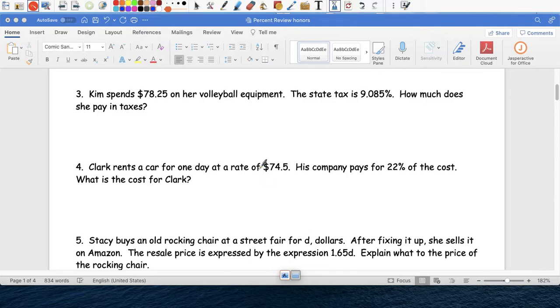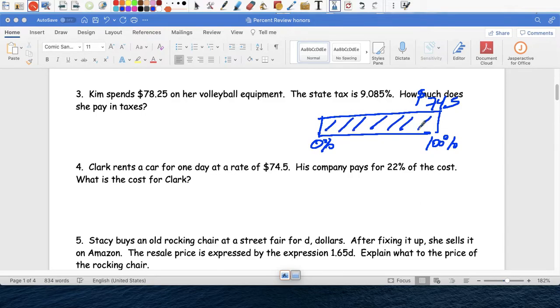Clark rents a car for one day, $74.50. The company pays for 22% of the cost. What is the cost for Clark? Okay, so imagine again, bar model. So you go out on a business trip and you rent a car and the total comes out to $74.50. Now you're thinking, oh my God, I have to pay for all that. But your company is really nice and they say, no, we'll pay for 22% of the cost.